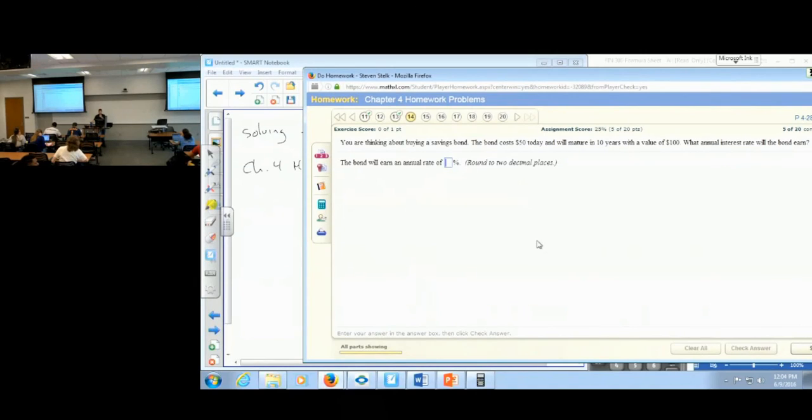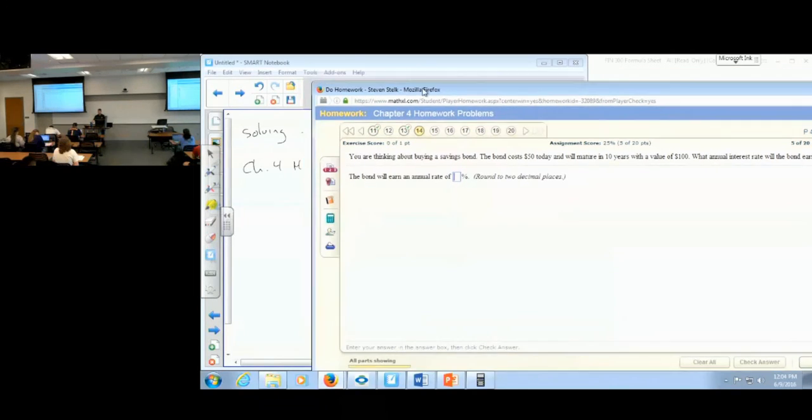Okay, so here's the setup for number 14. You're thinking about buying a savings bond. The bond costs $50 today, will mature in 10 years with a value of $100. What annual interest rate will the bond earn?